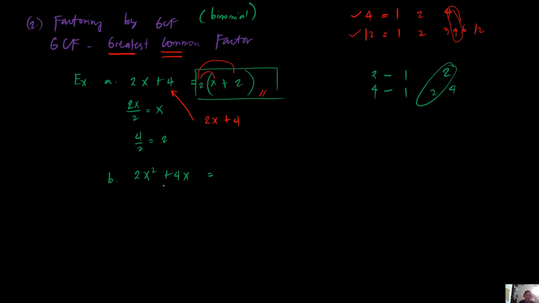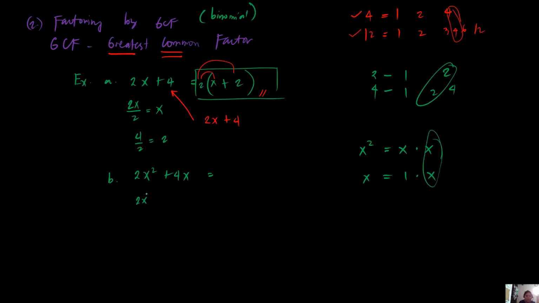Okay, next is x squared and x. What is the greatest common factor of x squared and x? Here we have x squared and x. We have x times x, 1 times x. Okay, so the greatest common factor is x.